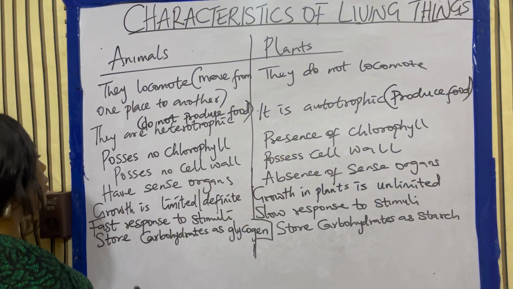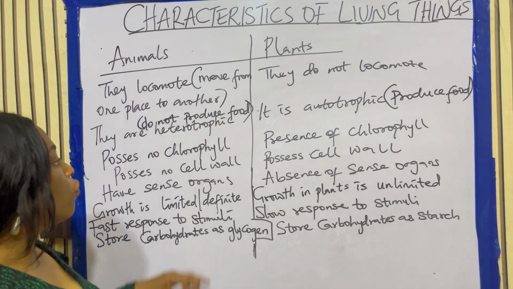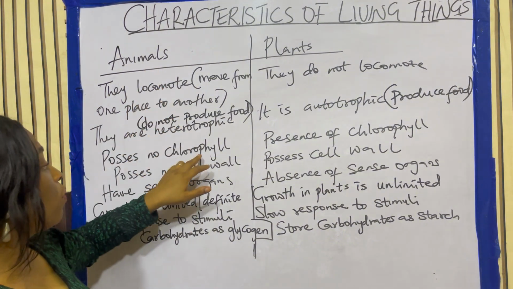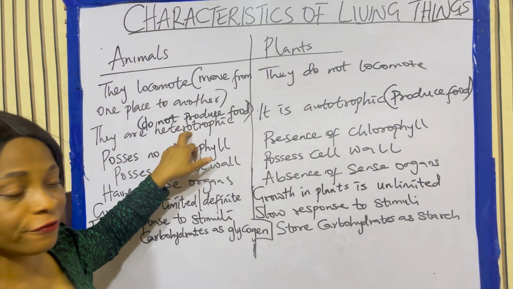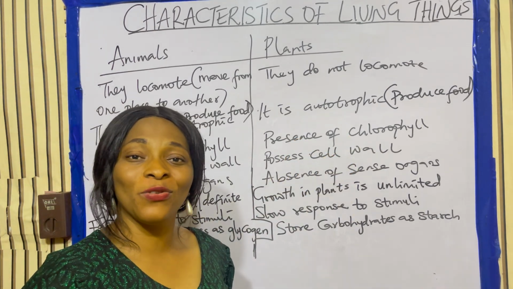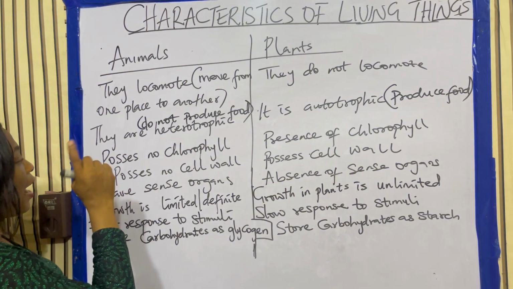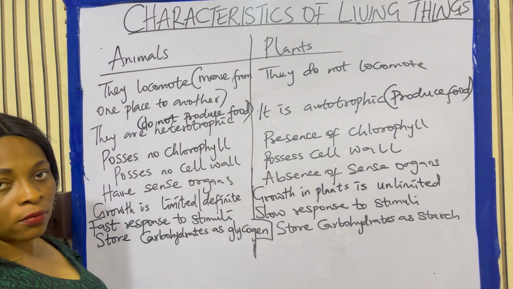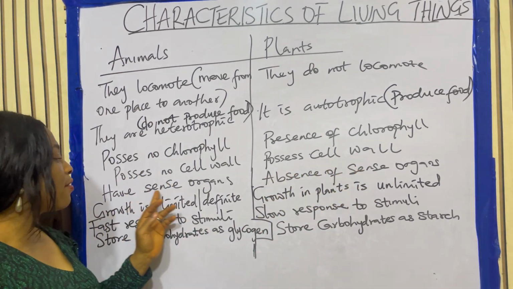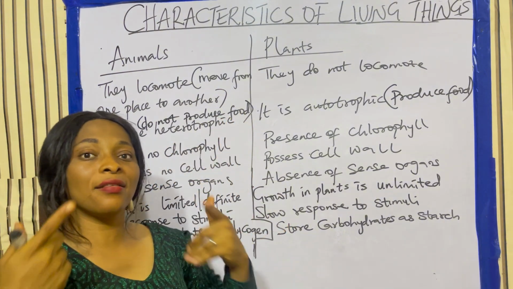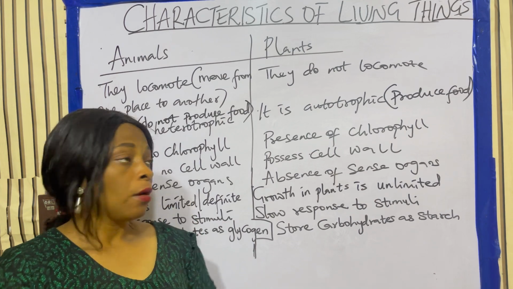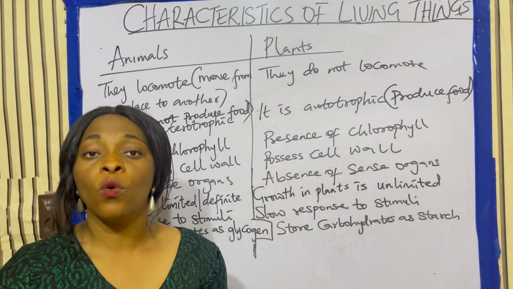Okay, next, animals possess no chlorophyll. For you to be able to produce your food, you must have what we call chlorophyll. So because animals do not have chlorophyll, they cannot produce their food. But in plants, there is presence of what? Chlorophyll. Hence, they can produce their food. Next, animals do not have a cell wall, but plants have cell wall. Animals have sense organs. We have 5 sense organs: the eye, the tongue, the ear, the nose, and the skin. But plants do not have sense organs.